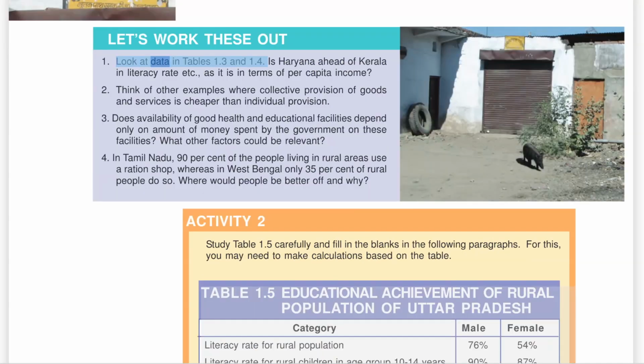1. Look at data in Tables 1.3 and 1.4. Is Haryana ahead of Kerala in literacy rate etc.?